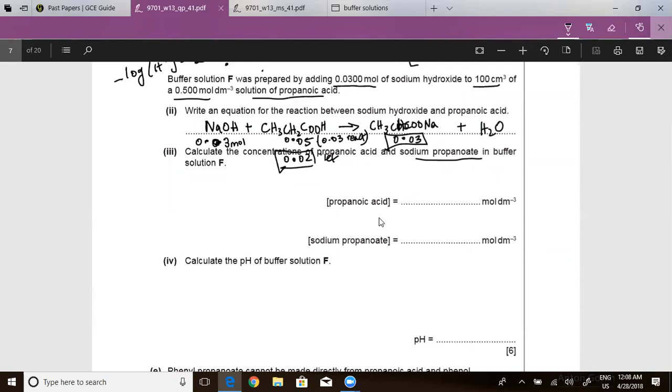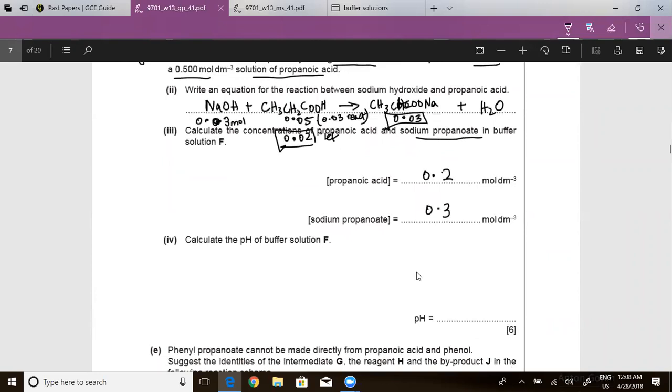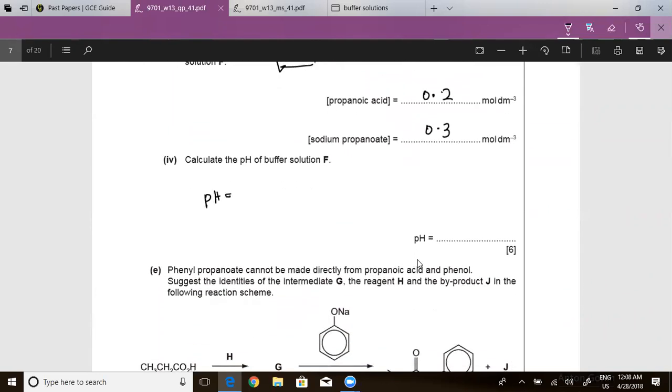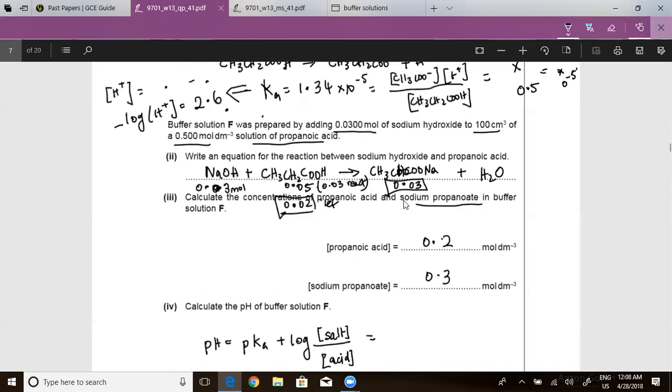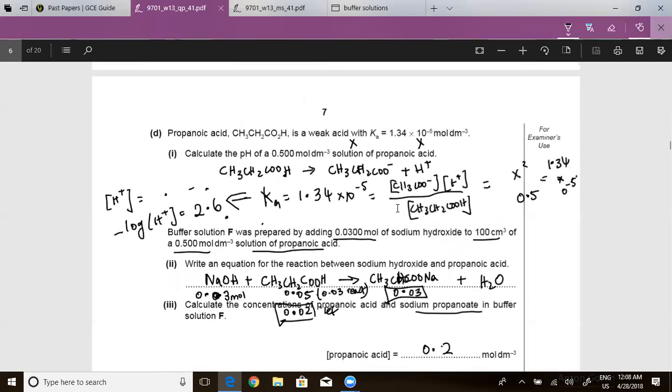Calculate the concentration. So the concentration will be moles over 100 centimeter cube. So this will be 0.2, and this will be 0.3. Okay, so the pH equals pKa plus the log of salt over acid. And now, do your magic with the calculator. You have the K.